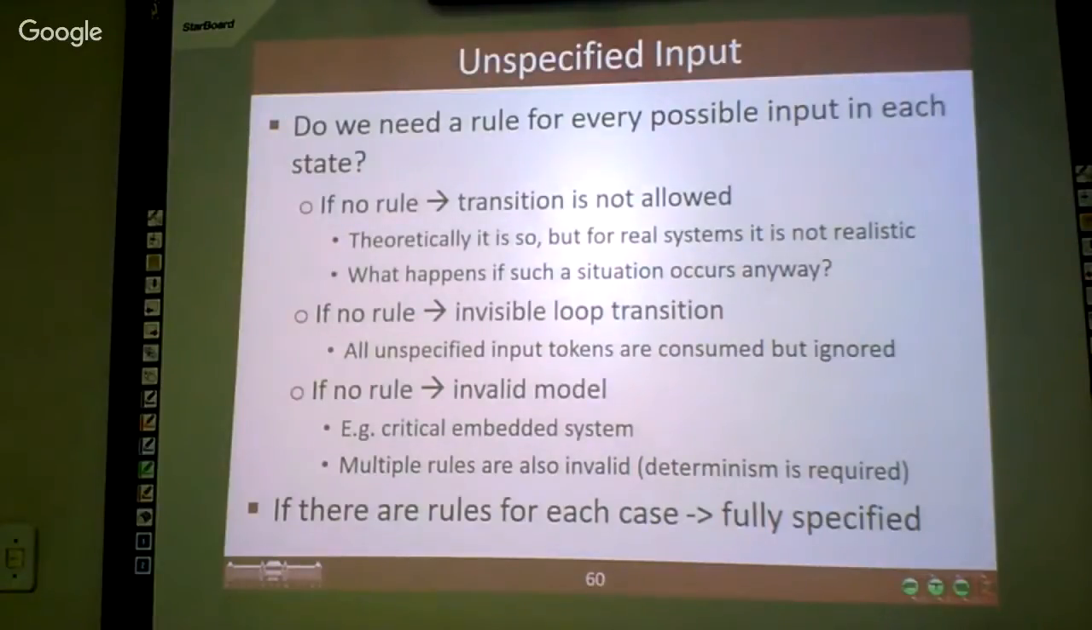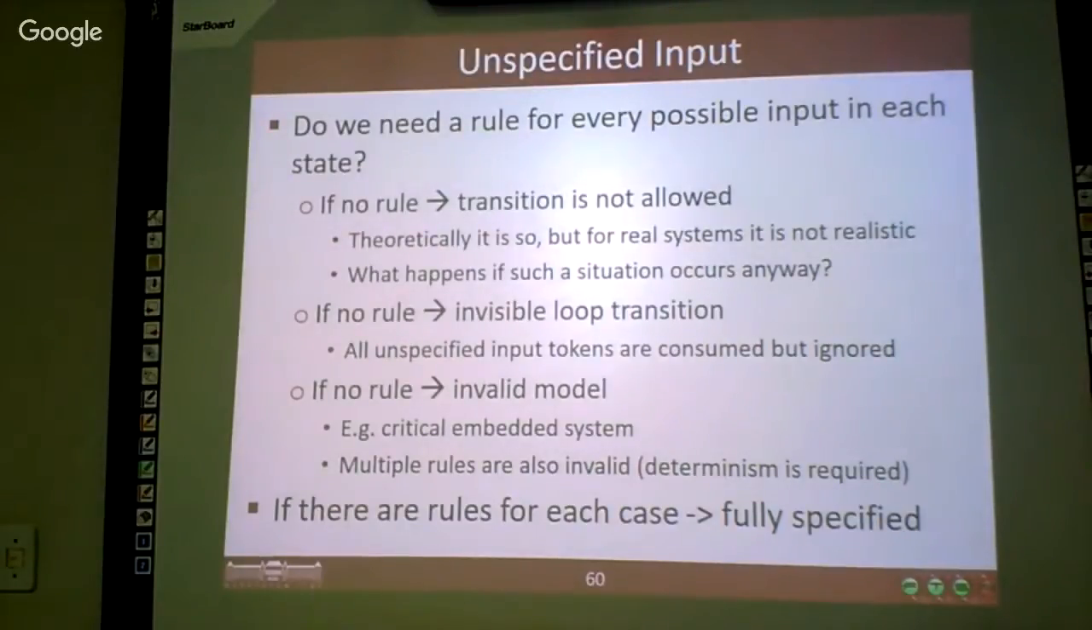Or we can just consider that there is an invisible loop transition. So all unspecified input tokens are consumed but ignored. So we do not do anything with them. Or we can consider these models invalid. And it is very often the situation in critical embedded systems where you must define every kind of behavior for every kind of event.